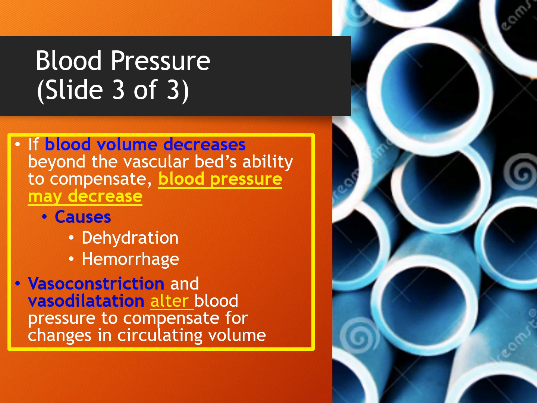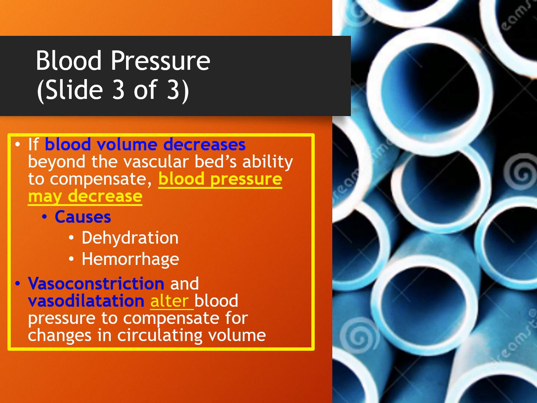Vasoconstriction and vasodilation can alter blood pressure to compensate. So what that means is we have medications that we call pressors because it basically causes vasoconstriction. So somebody that has really low blood pressure, one, we're going to give them fluid to help pump up that fluid level to increase the blood pressure. But we can also give them pressors that will help constrict the vascular system, and when it constricts, it will cause the increase in blood pressure.